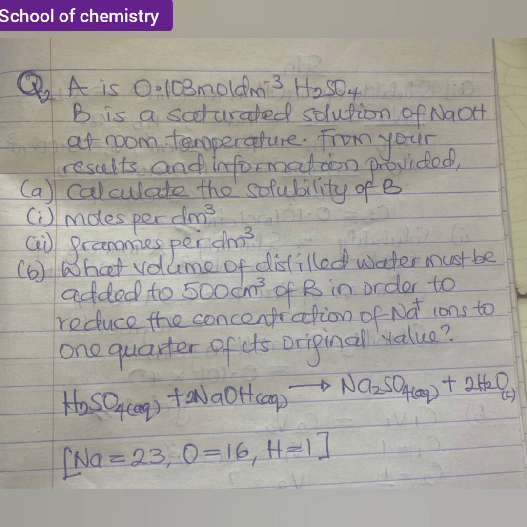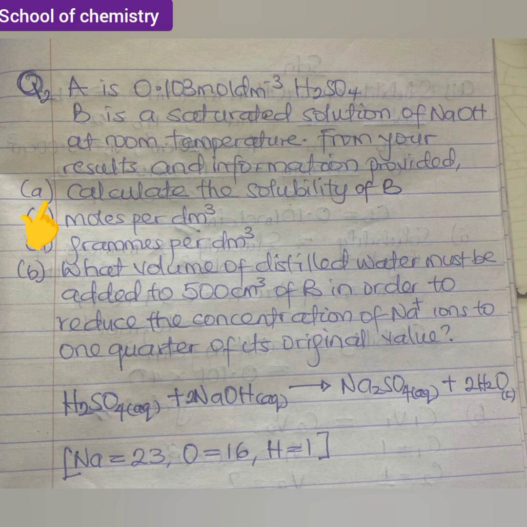So from what we can see in our question, our A is standard. A is 0.103 mol/dm³. Standard solution simply means a solution of known concentration. So since we know the concentration of A, it simply means that A is standard. Now, you look at B. B is a saturated solution of NaOH at room temperature. We are not given the concentration of B. It simply means that B is not standard, for the record.